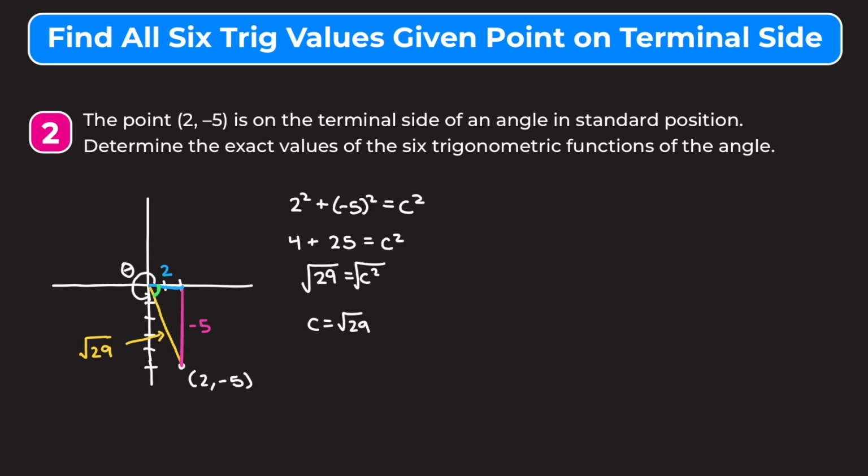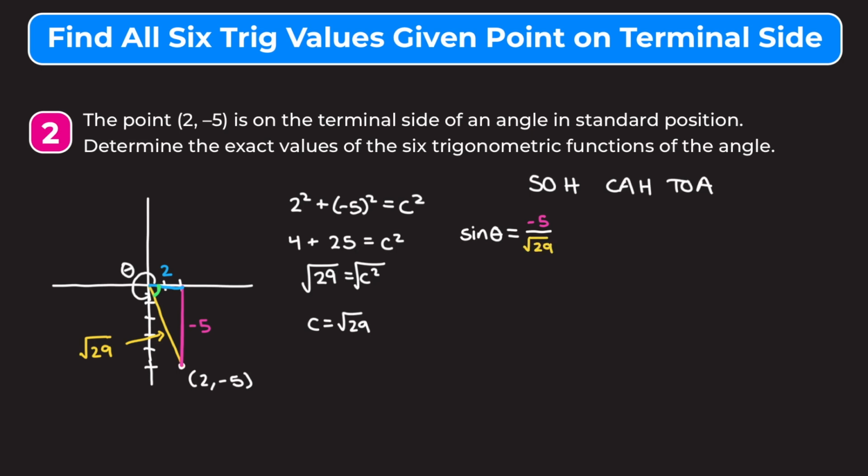So now what we're going to do is just find the 6 trig values. So let's start by writing SOHCAHTOA. So sine of theta is OH from SOHCAHTOA. So we know it's going to be equal to the opposite side, which is negative 5, because that's opposite of that green angle, over hypotenuse of the square root of 29.